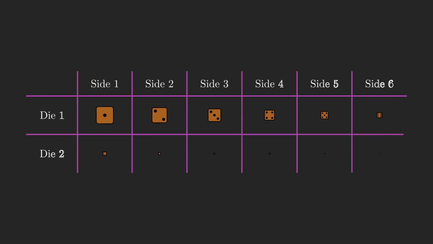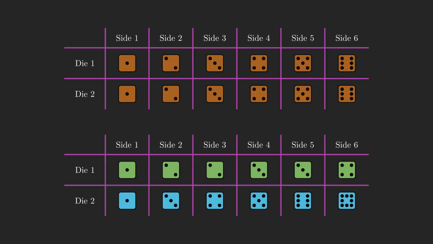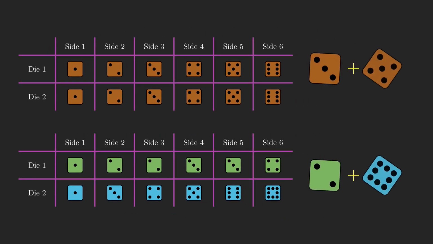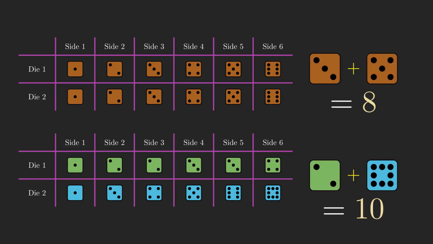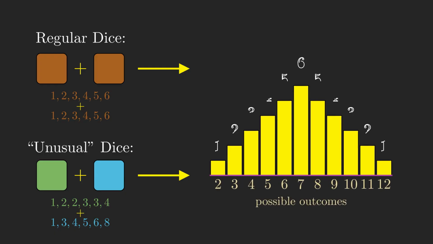Here is a pair of regular 6-sided dice. And this, on the other hand, is a slightly unusual pair of 6-sided dice. Believe it or not, if you roll each of these pairs and add up their respective totals, you get the same probability distribution of possible outcomes.